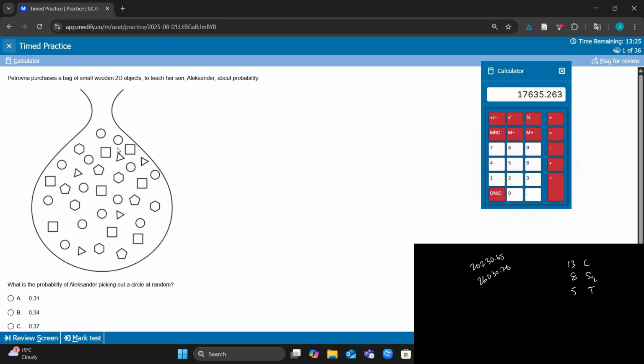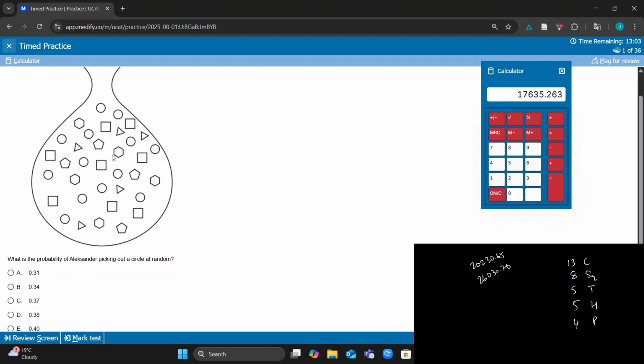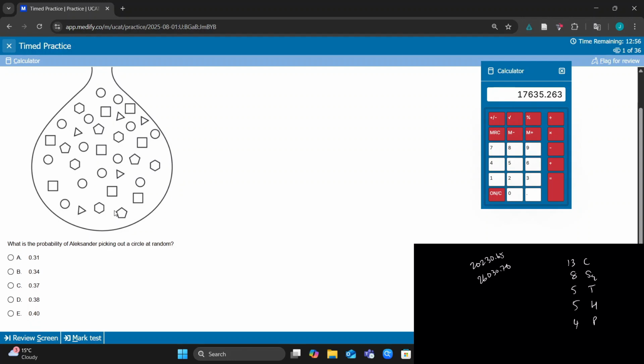And then what about hexagons? 1, 2, 3, 4, 5. Okay, what about pentagons? 1, 2, 3, 4 pentagons. And is there anything else that I've missed? Picking out a circle at random. Wait, surely there's something I've missed. No, circle, square. Okay. So in total this is 21, 26, 31, 35. So it's going to be 13 divided by 35.